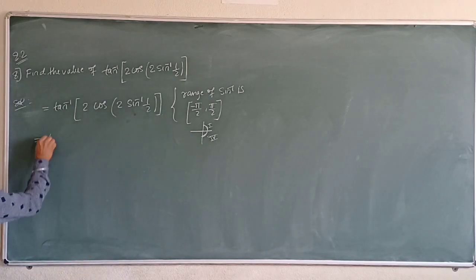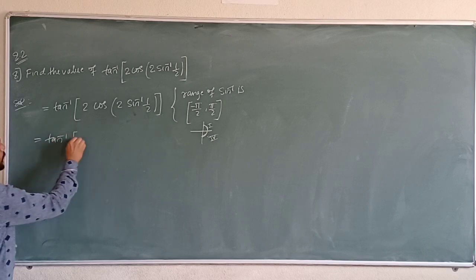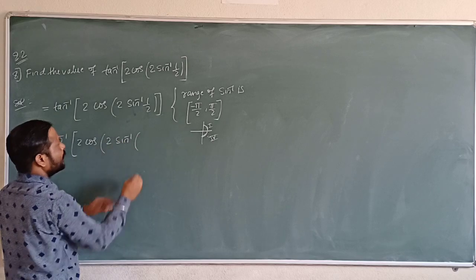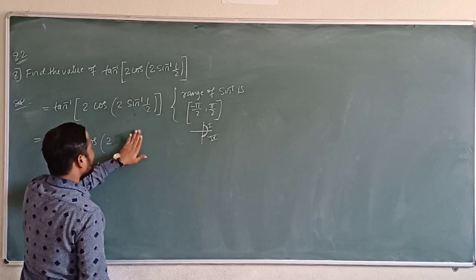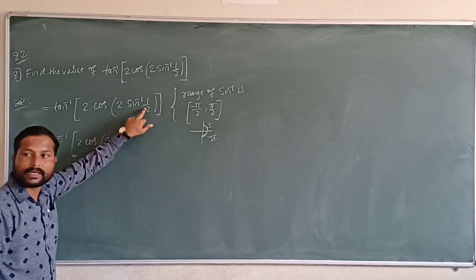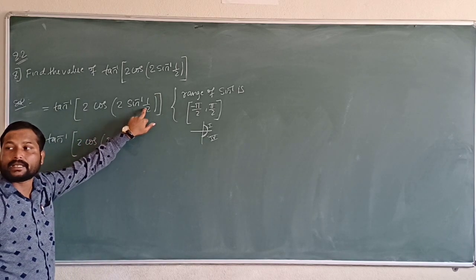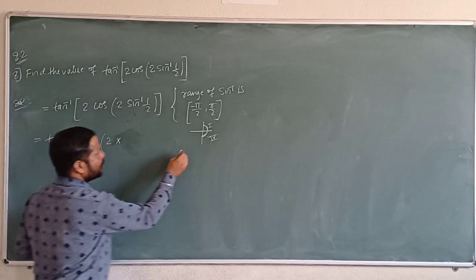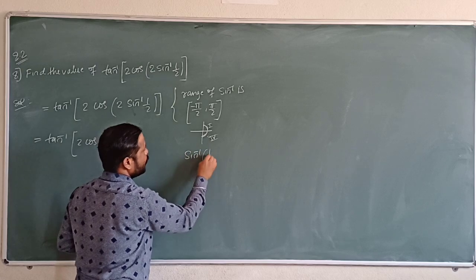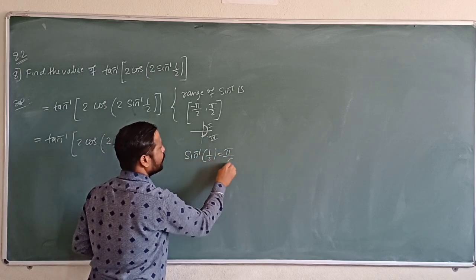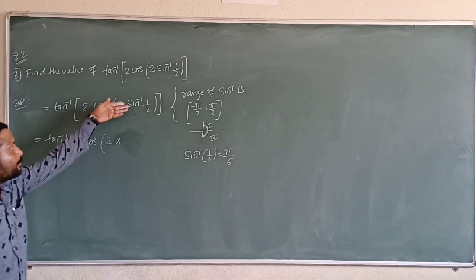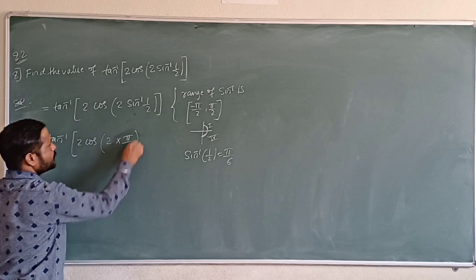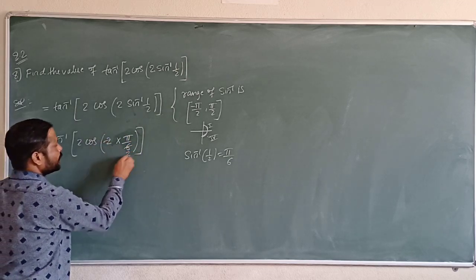That is tan inverse of 2 cos of 2 sin inverse of 1 by 2. Sin inverse of 1 by 2 means how many degrees? 30 degrees, meaning pi by 6 radian. Now replace the value in this term, taking the value pi by 6 here. 2 into pi divided by 6. The 2 and 6 cancel, giving pi by 3.